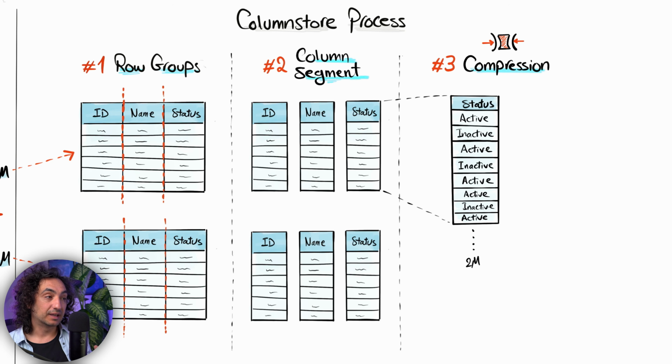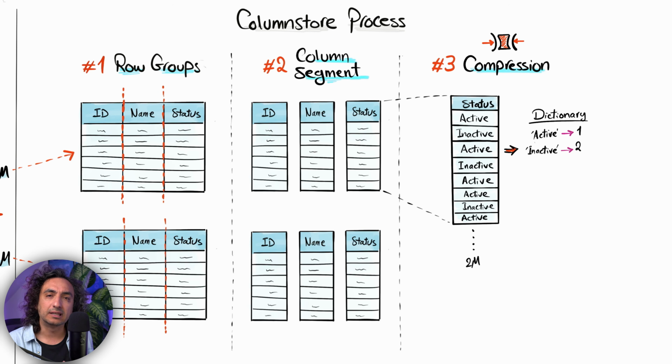But instead of that, we're going to compress the data. First, SQL is going to create a dictionary by replacing the values active and inactive with smaller values like 1 and 2. So we have a mapping between the long value and a small value. And after that, SQL is going to store a data stream where we have only 2 values, 1, 2, 1, 2. So we can have a big stream of 2 million rows.